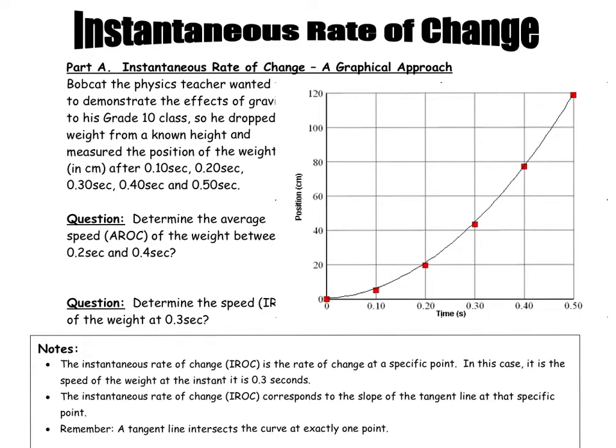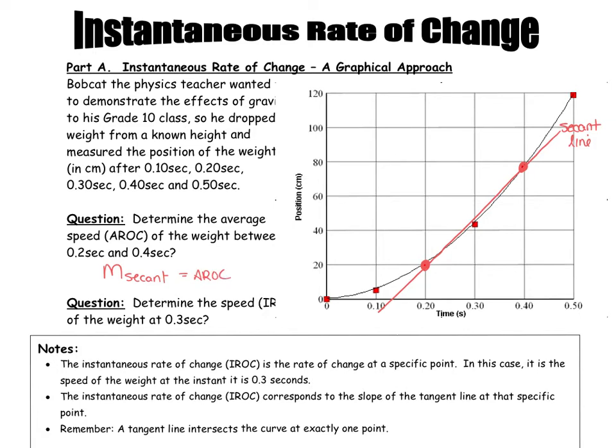And we know that if we were determining the average speed, the average rate of change of the weight between 0.2 and 0.4 seconds, that would look like this, right? We would look at 0.2, we would look at 0.4, we would draw a line through those points. We don't have a function here, right? So we know that that would be the secant line. And whatever the slope of the secant line is, that would equal this average rate of change or this average speed.